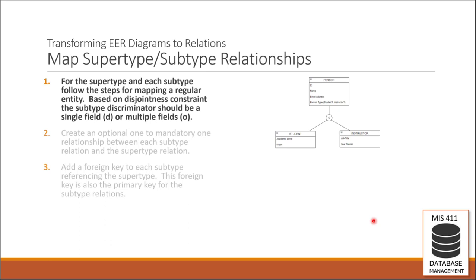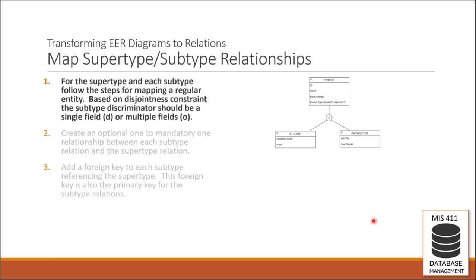So on the screen, we can see a simple example of a supertype-subtype relationship. We have a person supertype. It has a partial specialization and overlap constraint, right? So what are we seeing? We're saying that a person can be a student, a person can be an instructor, a person could be both a student and an instructor, right, because of overlap. And because it's partial specialization, a person could also be neither a student nor an instructor. Let's say a person could be, say, a staff member or something.